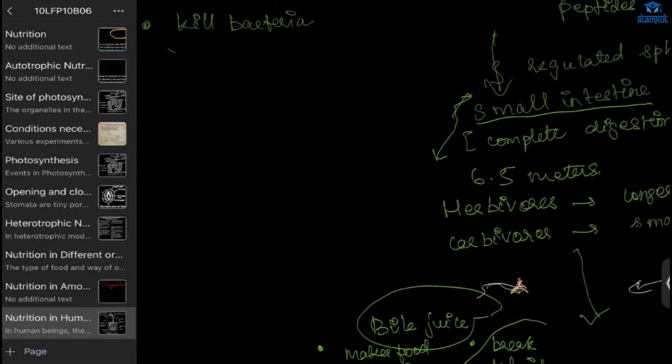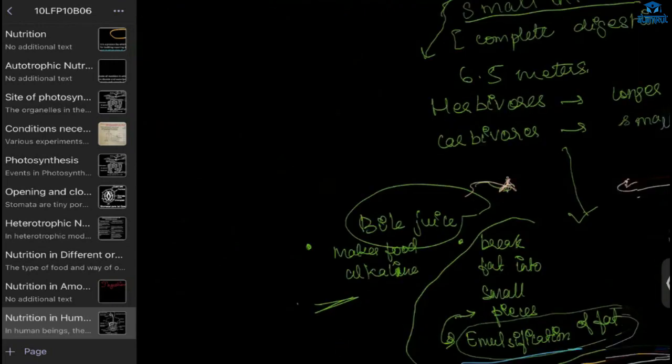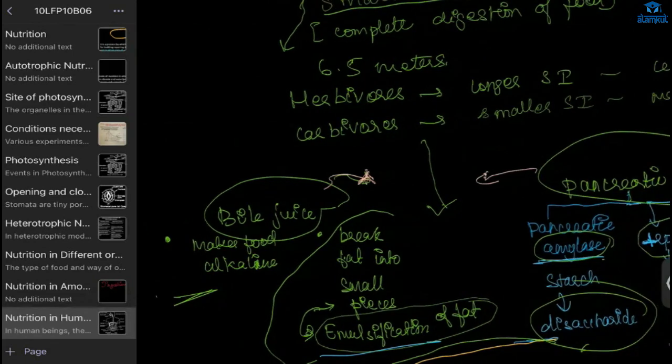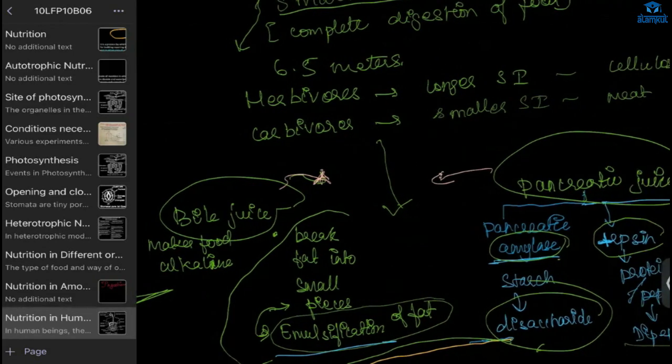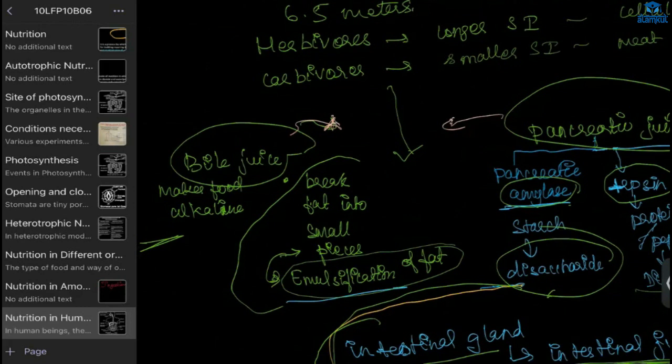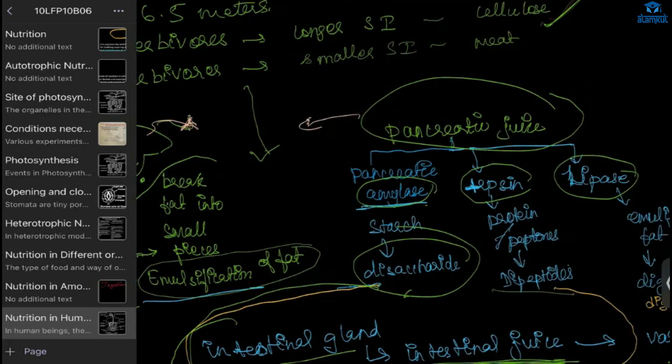After that the food will go to the small intestine, where the juices come from the liver, that is bile juice, and from the pancreas, that is pancreatic juice. Here, what will happen? The bile juice will make the food alkaline again, and it will break the fat into smaller pieces. That process is called the emulsification of fat.